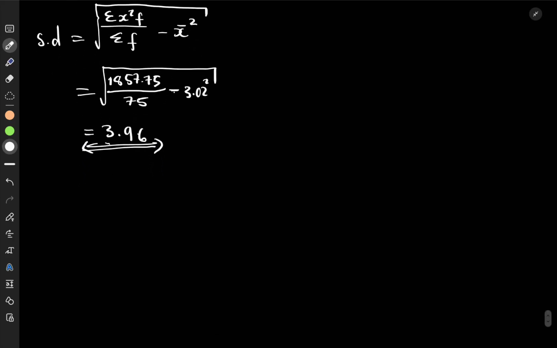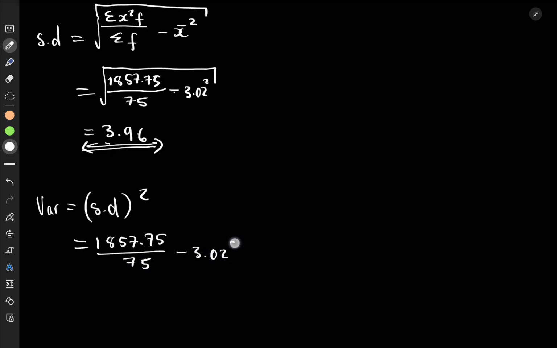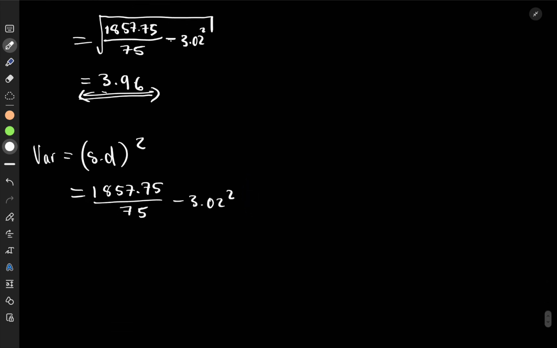Now, if they had asked for variance, variance would be the standard deviation squared, which would be the one before we square root. So we don't put the square root. It'll be 1857.75 over 75, then minus 3.02 all squared. There's no square rooting, okay? And that would have been 15.649, so it'll be 15.65. That is what we would have.